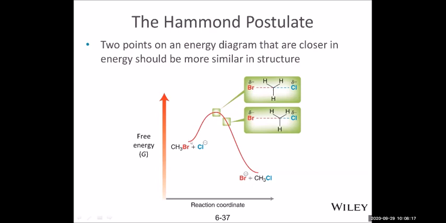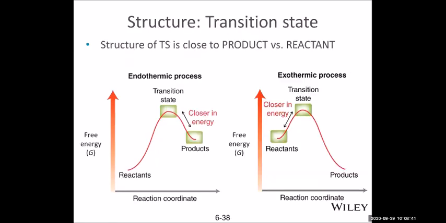Basically, we imagine those curves. The structure gradually changes. It's almost like slow motion for a very fast reaction. And when the points on the curve are closer, that means the structures are similar, slowly evolving. And that's the Hammond postulate.